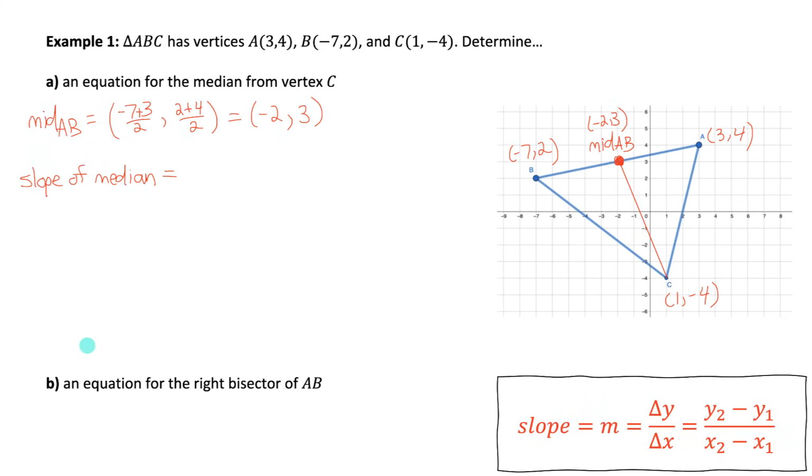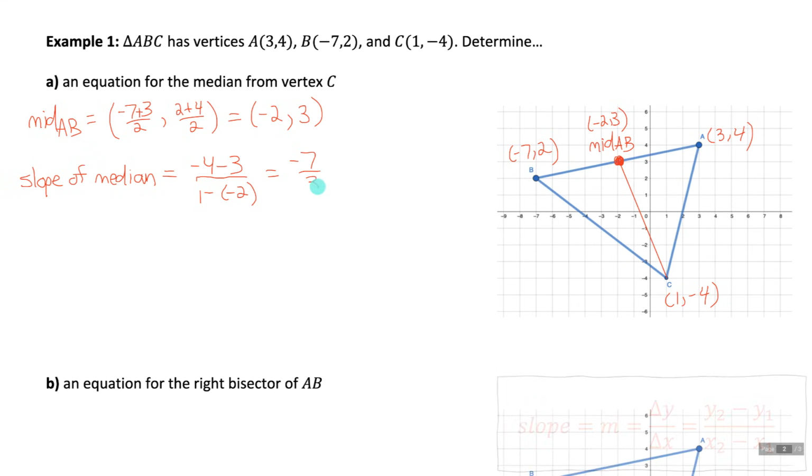So I'll use the formula y2 minus y1 over x2 minus x1. I'll choose point C to be my second point. It doesn't have to be, it could be my first point, but I'll choose it to be my second. And I'll do y2 minus y1, so -4 minus 3, divided by x2 minus x1, 1 minus -2. This calculation will give me -7 over 3. That's the slope of my median.